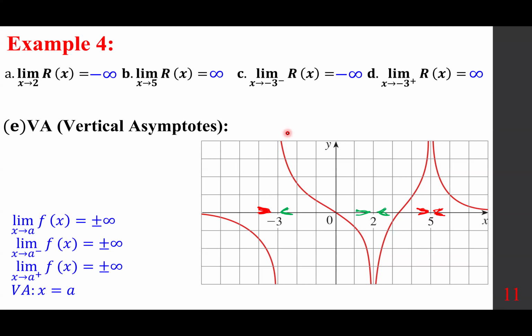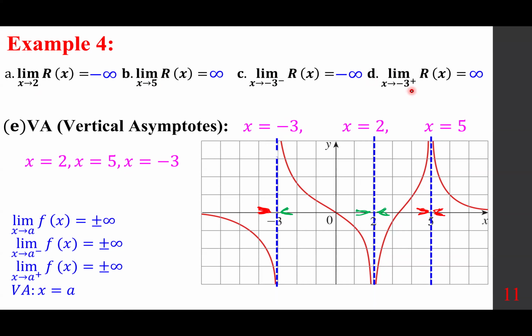All of them give rise to the equation of a vertical asymptote. This gives us x equals 2, x equals 5, and x equals negative 3, and those are the equations. So again, a quick recap. This one, x equals 2. This one, x equals 5. These two, x equals negative 3. That would be the equation of a vertical asymptote, reminding you of the definition that was discussed previously.